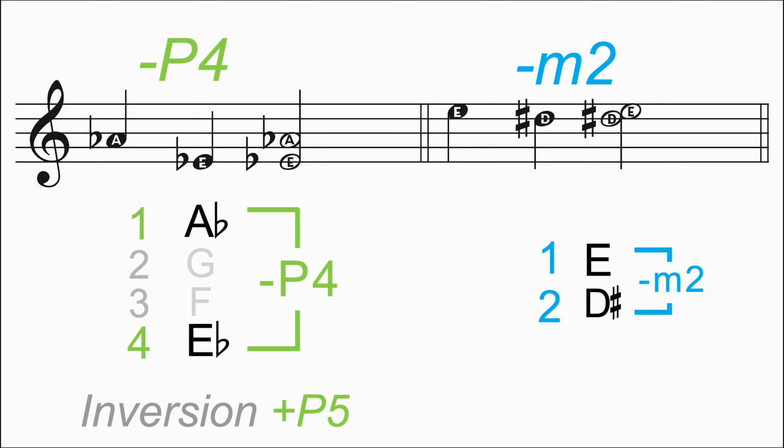And then thinking through, what is the inversion of a minor second down? Well, that's got to be a major seventh up. Again, major and minor opposites. It always adds up to 9. 2 plus 7 gets us our 9.